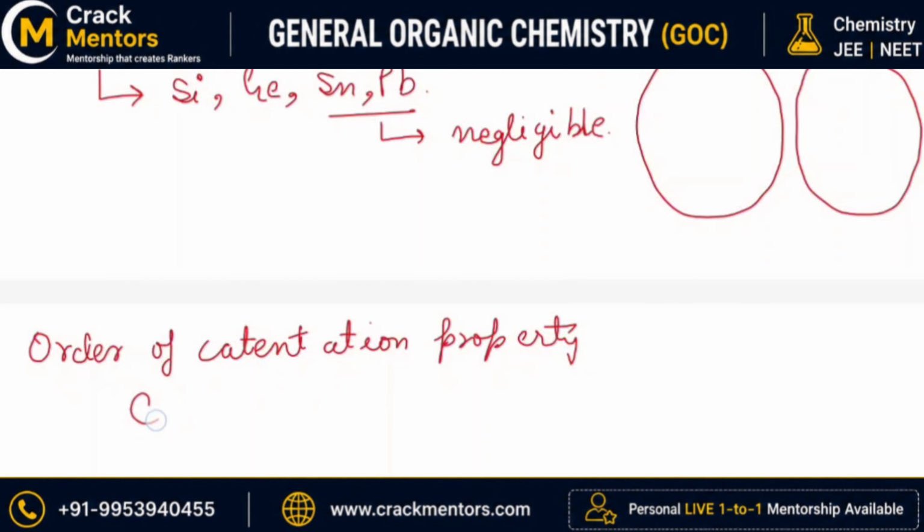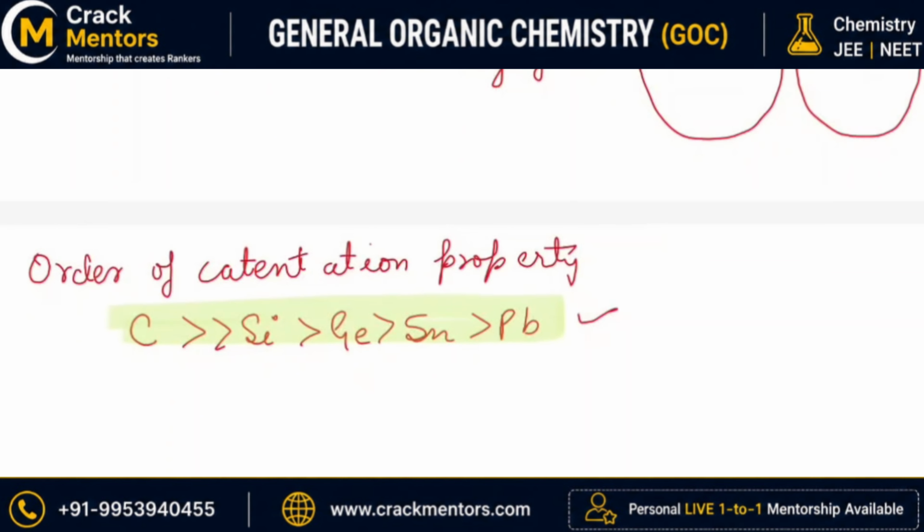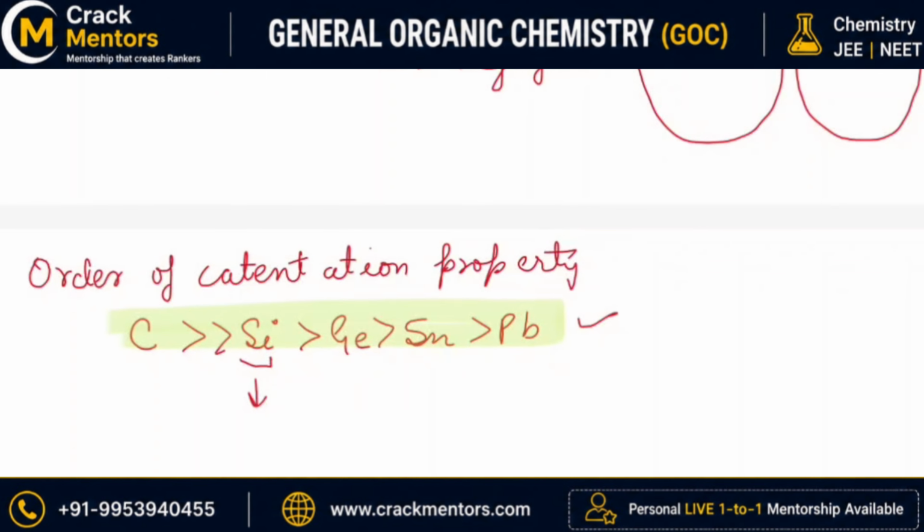So I can write that carbon is much greater than silicon, then germanium, then tin, then lead. This will be your order, and it can be asked in your NEET or JEE. Here you can see that silicon is showing catenation, that is self-linking property, but much less than carbon. Germanium shows very limited catenation. And I have already told you that tin and lead show almost no catenation, or you can say negligible catenation.